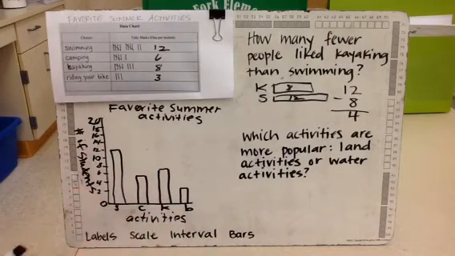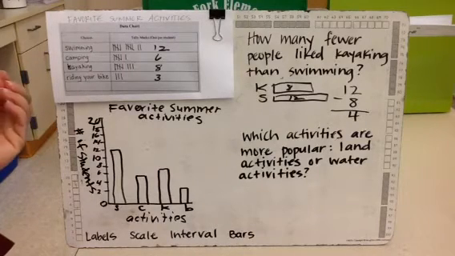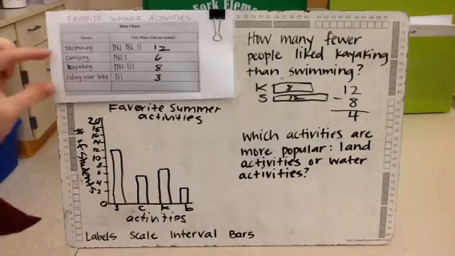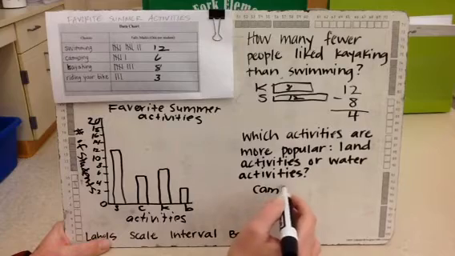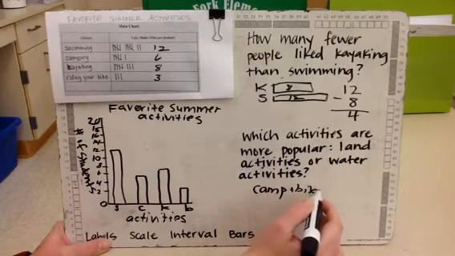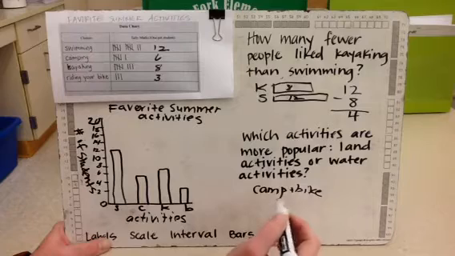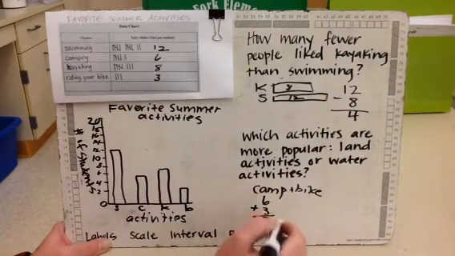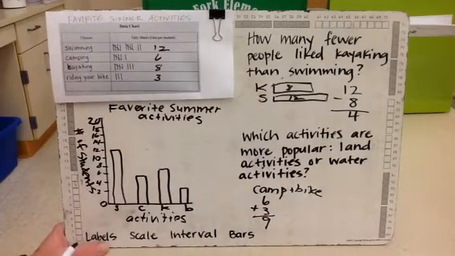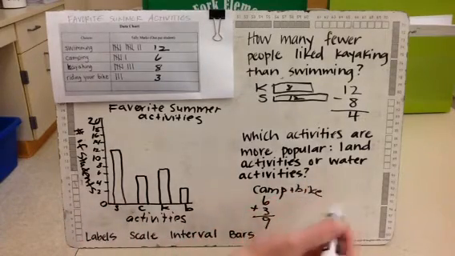All right, now let's look at this problem down here. Which activities are more popular, land activities or water activities? Well, if I look at it first, it doesn't say land or water. This is where I have to think a little bit harder. The land activities isn't just camping, isn't just riding my bike, it's both. So I actually need to add camping and biking together to get my land. So camping would be 6 and biking would be 3. Okay, so 9 people liked my land activities, but the question also has to do with the water activities.